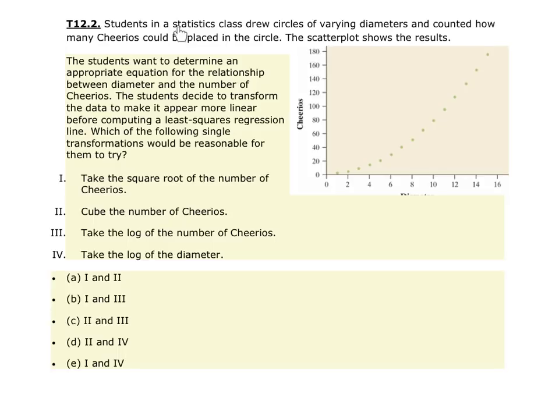Number 2, students in a statistics class drew circles of varying diameters and counted how many Cheerios could be placed on the circle. The scatter plot shows the results. The students want to determine an appropriate equation for the relationship between the diameter and the number of Cheerios. The students decide to transform the data to make it appear more linear before computing a least squares regression line. Which of the following single transformations would be reasonable for them to try?